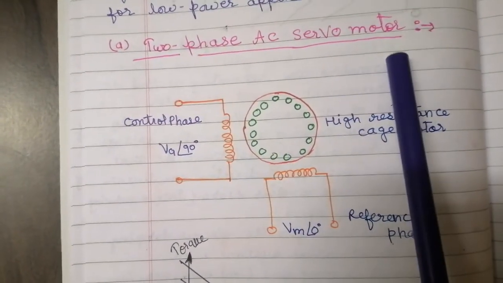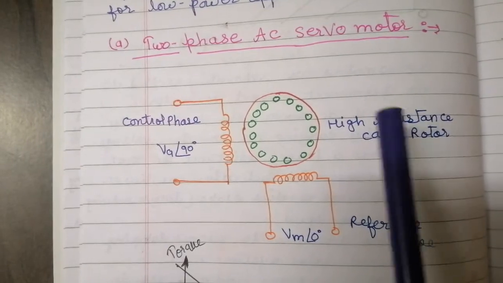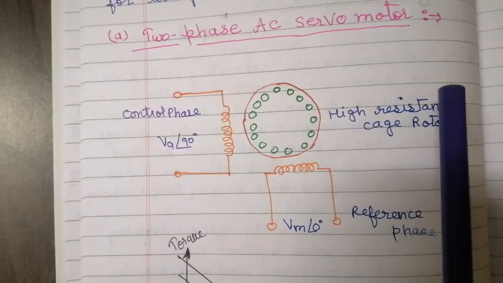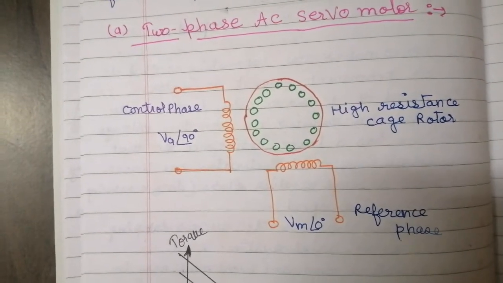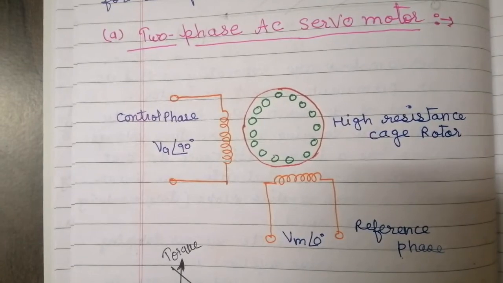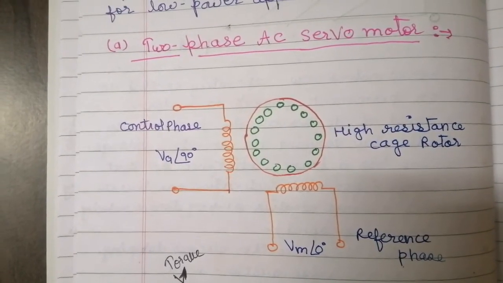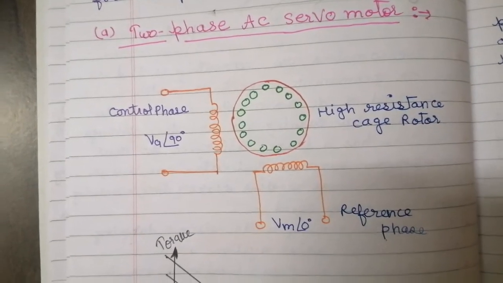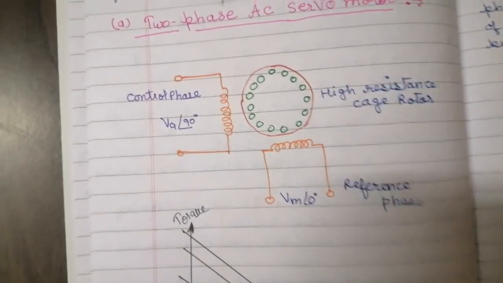A three-phase AC servo motor can also be used, and these three-phase servo motors can be used for very high speed and high torque. That's all. This was the brief description of the servo motors. There are two types of servo motor, AC servo motor and DC servo motor. So students, you have studied both the motors.